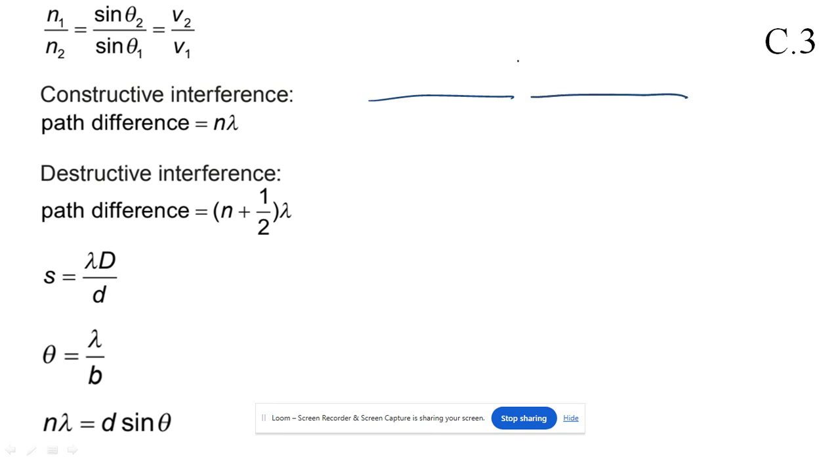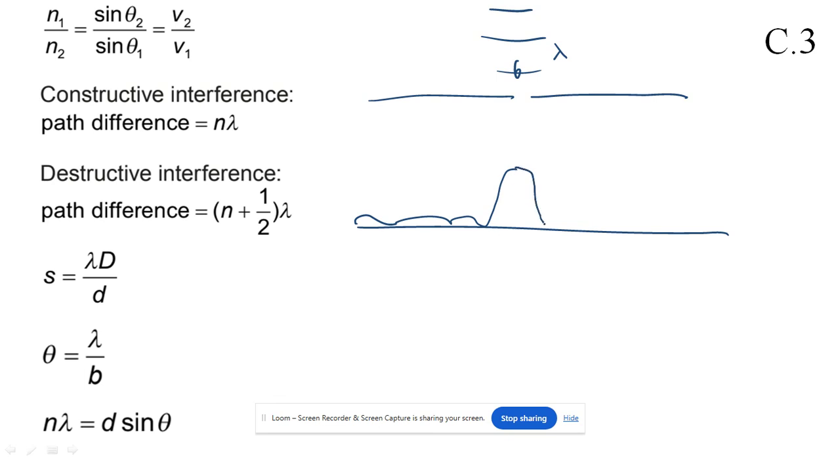And it's got a width of b. We've got light that's got a wavelength of lambda coming down, and the angle, and what we get is this pattern. It looks like this. So there's a central bright spot. And then it goes, oh, this is terrible. Let's see if I can do this side better.